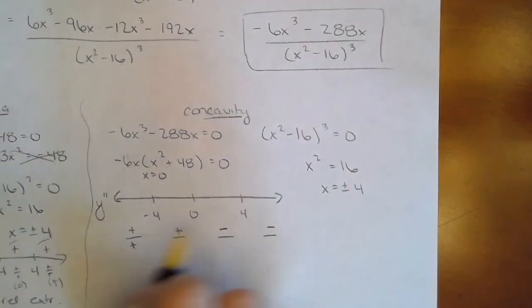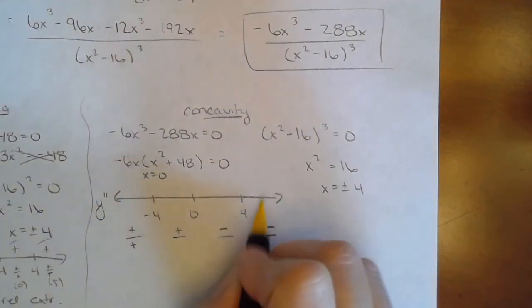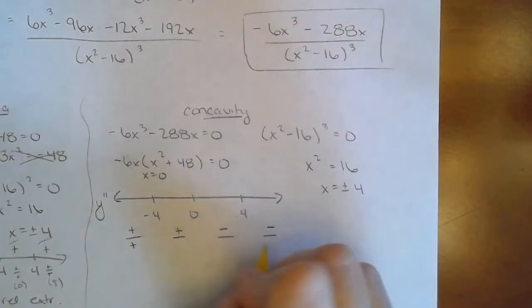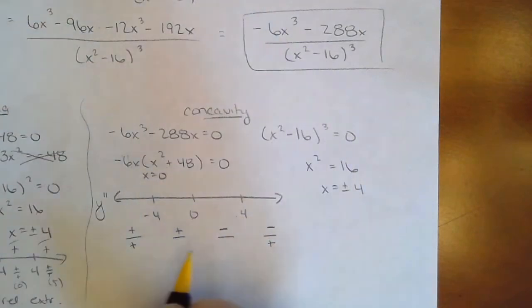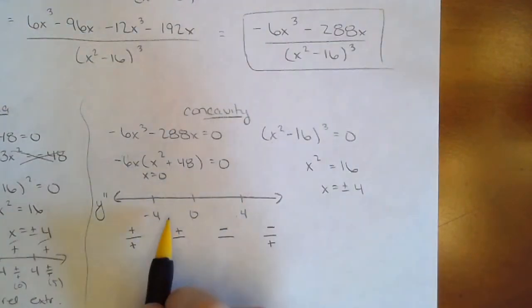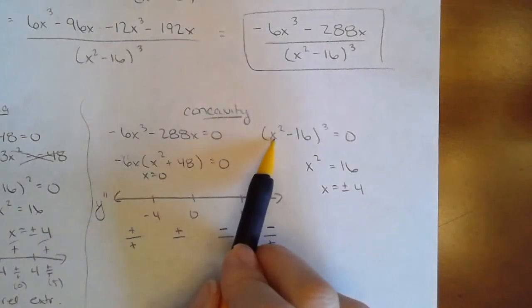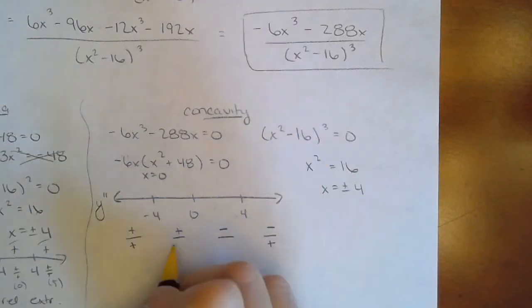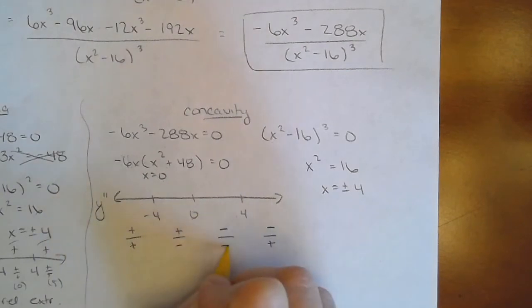If you will, follow me over here. Same thing happens when you plug in a positive 5, right? You get 25 minus 16, which is positive. Cubed is positive. Now, it's these values in here that are going to maybe be different. So if I take a negative 1 squared, that is positive 1. 1 minus 16 is negative, and a negative cubed is a negative. And that happens whether you plug in a negative 1 or a positive 1.